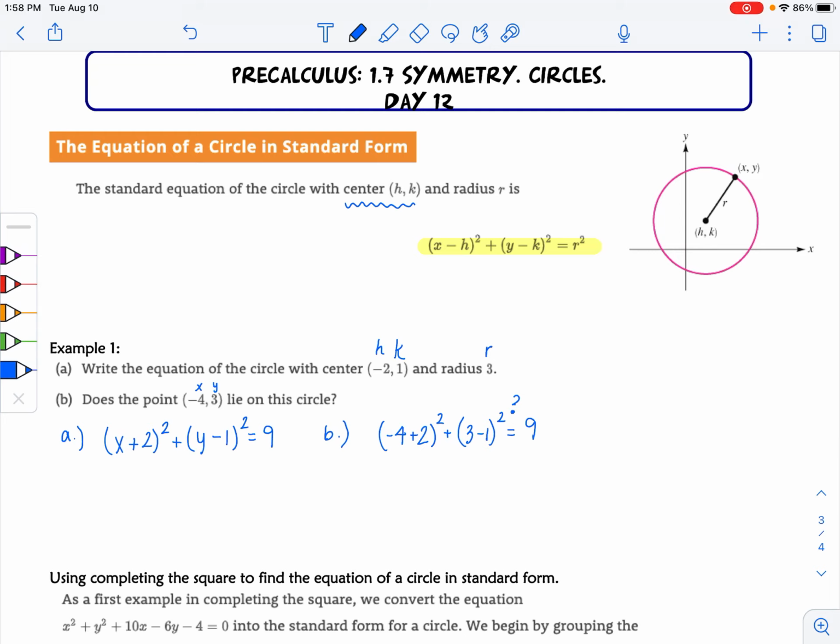Well, negative 4 plus 2 is negative 2. 3 minus 1 is 2. Now I'm trying to see, is this true? Well, negative 2 squared is 4. 2 squared is 4. Does 8 equal 9? No way, Jose. So all you have to say is no. The point (-4, 3) is not on the circle. Easy as that.